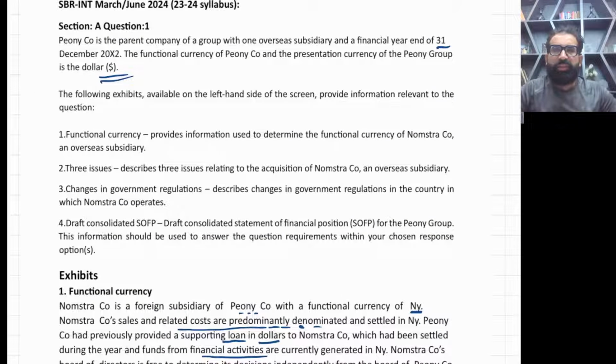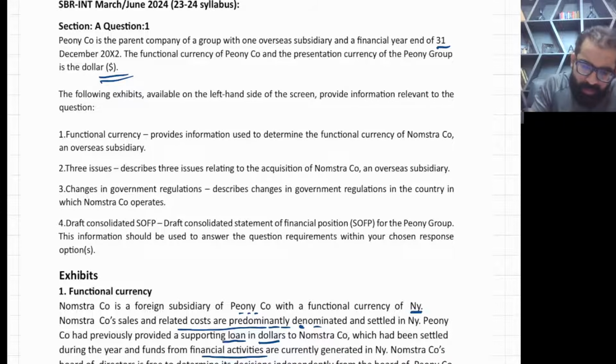Now, Section A, question number 1. Peony Company is the parent company of a group with one overseas subsidiary and a financial year end of 31st December X2. Be careful, the financial year end is very important. The functional currency of Peony, the parent company, and the presentation currency of the P group is dollar. Normally in our questions, the functional currency of the parent company is dollars. The following exhibits, available on the left hand side of the screen, provide information relevant to the question.